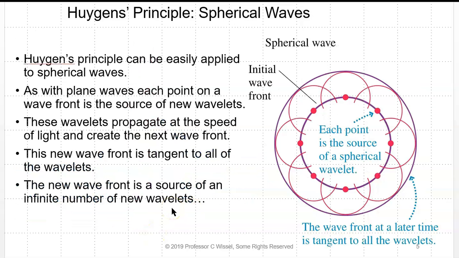We can also apply this to spherical waves. As with plane waves, each point on a wavefront is a source of new wavelets. These wavelets propagate at the speed of light and create the next wavefront. The new wavefront is tangent to all the wavelets, and the new wavefront, of course, is a source of an infinite number of new wavelets.